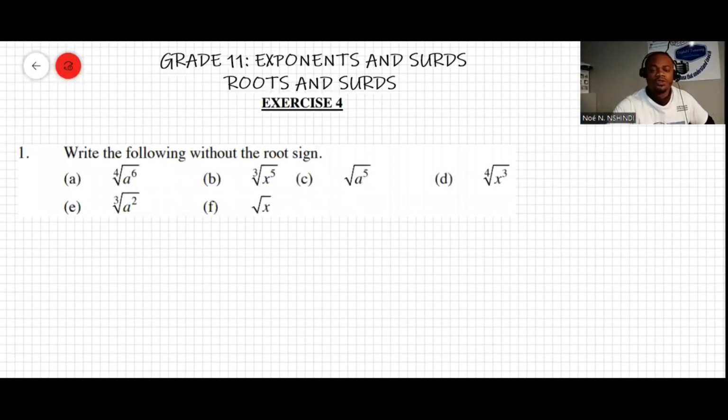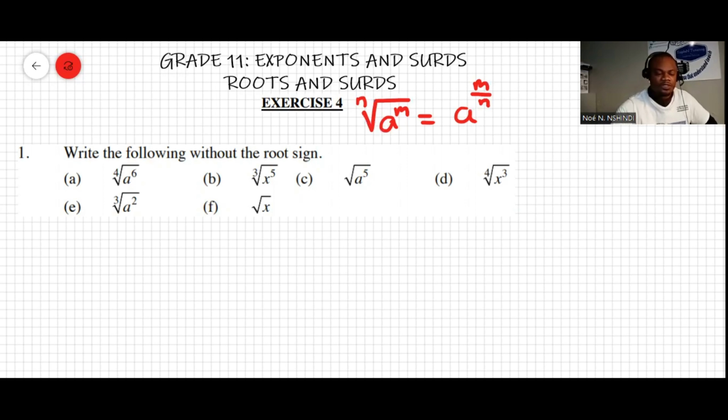Well, we're going to do this question here that says write the following without the root sign. Before doing that, I would like to write the law here. One of the laws of exponents says that when you have the nth root of a to the power of m, this is equal to a to the power of m over n. So we can apply this formula to solve these problems.